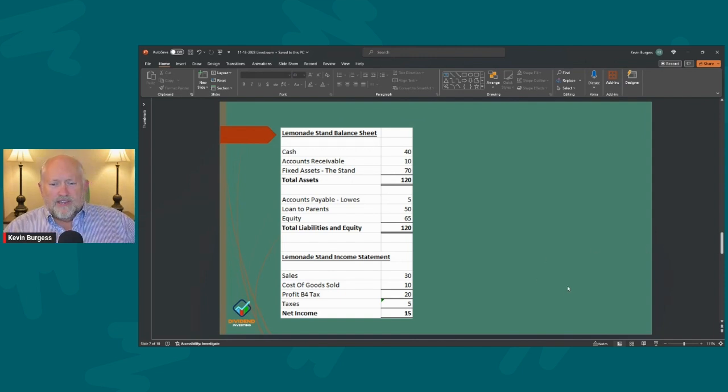And if you look at this closely, you'll see that. Let's start at the bottom with the income statement. So this is after the period that you actually sell your lemonade, right? So you sold $30 worth of lemonade, and it cost $10. And so your before tax profit is $20.